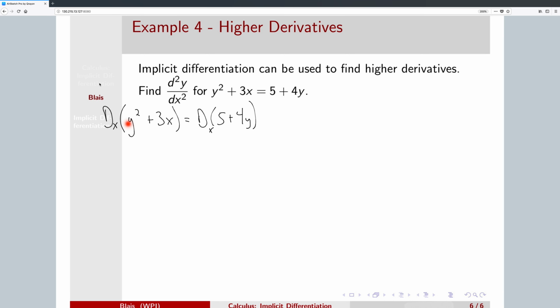Remember, y is a function of x. So chain rule says the derivative with respect to x of y squared will be 2y times dy dx. The derivative of 3x with respect to x is 3. On this side, the derivative of 5 with respect to x is 0. And the derivative of 4y, well, we keep the 4, and the derivative of y with respect to x is dy dx.